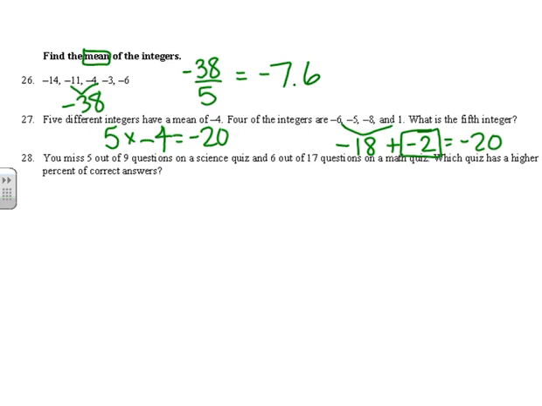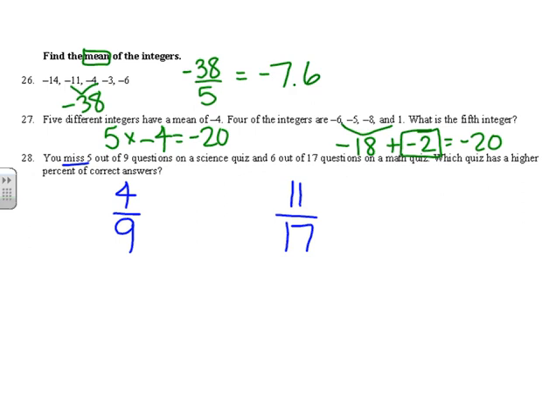Number 28, the key here is that we are missing 5 out of 9 questions on the science quiz and 6 out of 17 on the math quiz. That means that we got 4/9 of the questions correct on the science quiz, and we got 11/17 of the questions correct on the math quiz.